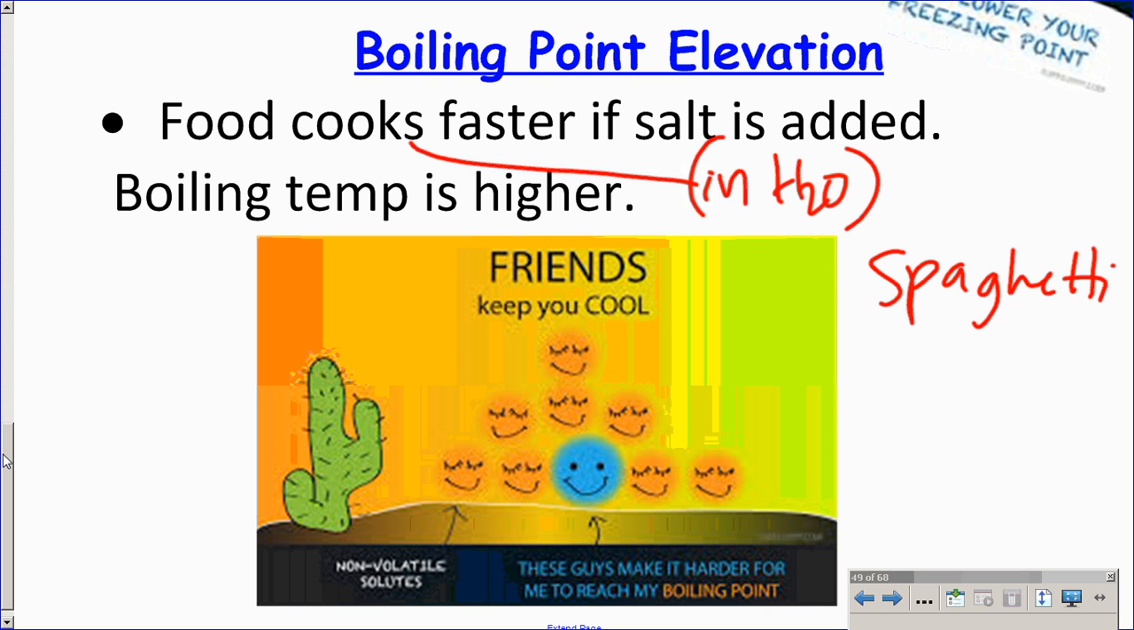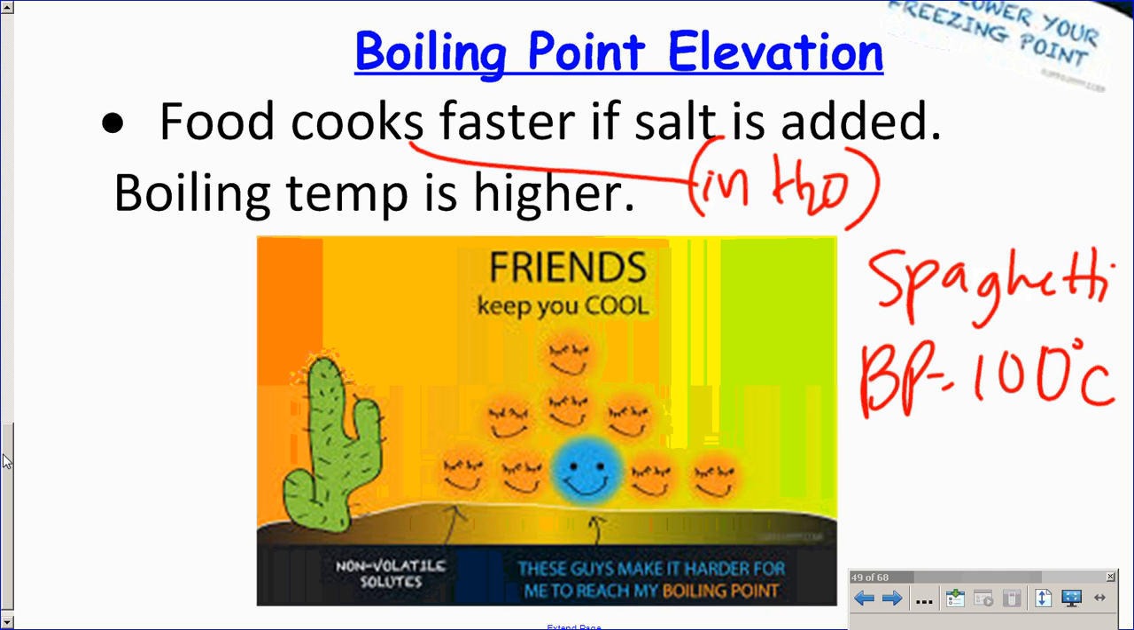Let's see if I can spell spaghetti right. It's like the hardest word to spell. Okay, so spaghetti, you have water and you put salt in it. Why? Well, it is supposed to help them not stick, but I'm thinking more about the chemistry. Water is naturally going to boil at 100 degrees Celsius. Okay, yeah, it does raise the boiling point.